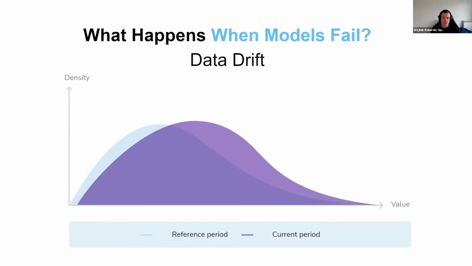Here, there's just a very simple visualization. When you see a one-dimensional model input, and we have a density function here, and we see it's changing. So the more significant this change is, the stronger the data drift. It's as simple as that. There is really nothing magical about it.